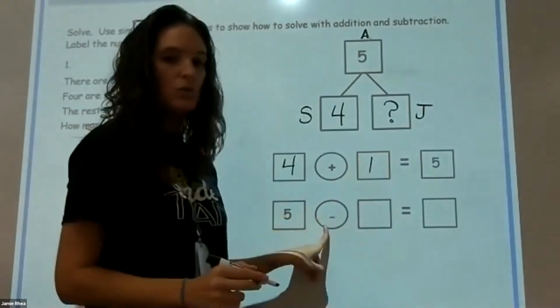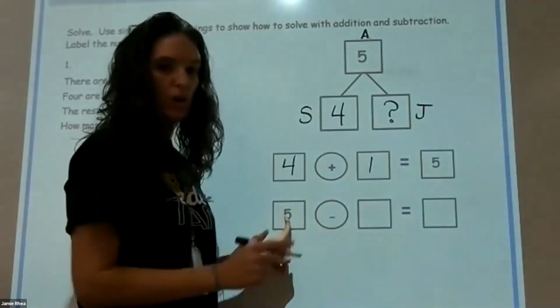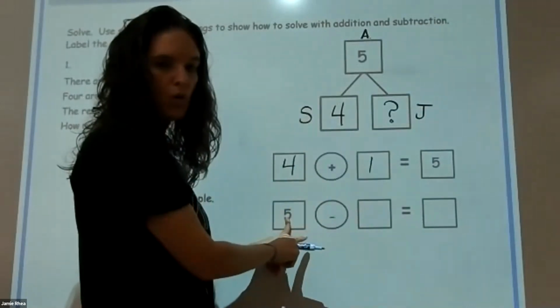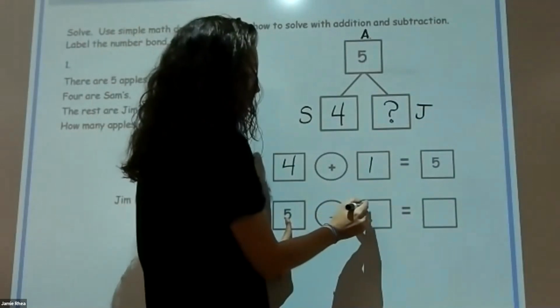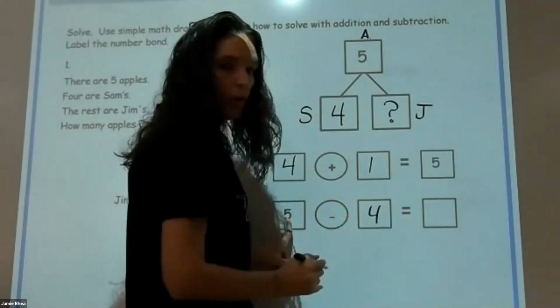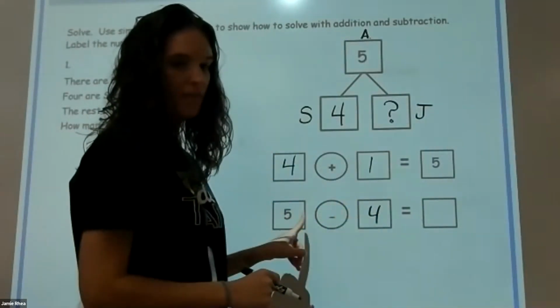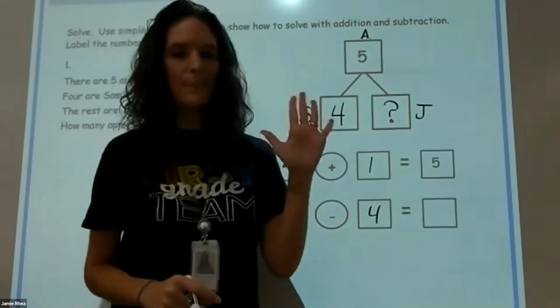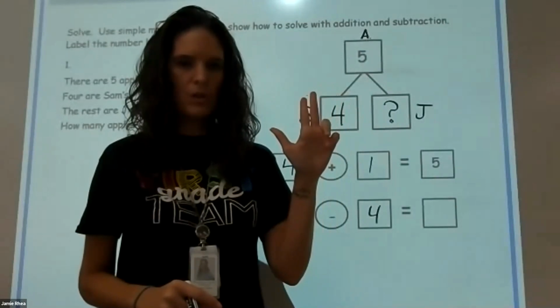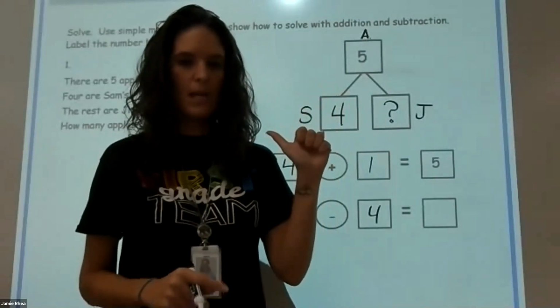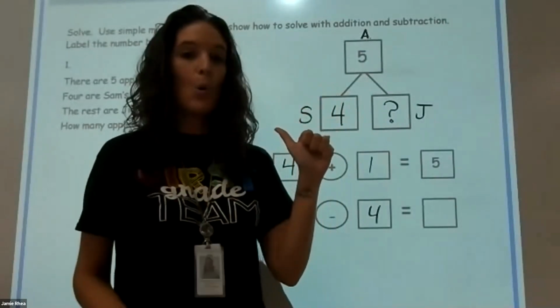Now, when you do subtraction, you have to start with your total. We had a total of 5 apples. Some of them belong to Jim or Sam. Those are the 4 apples she had. If I have 5 and I'm going to count backwards to 4. Ready? 5, 4, 3, 2, 1. How many did I have left? 1.